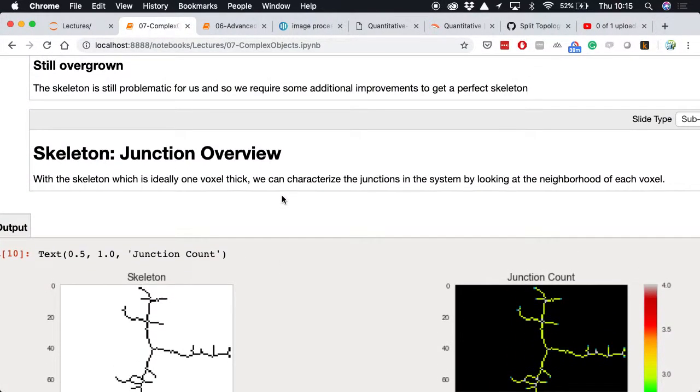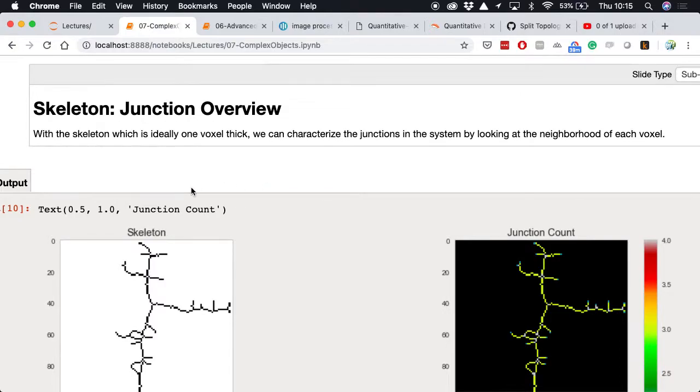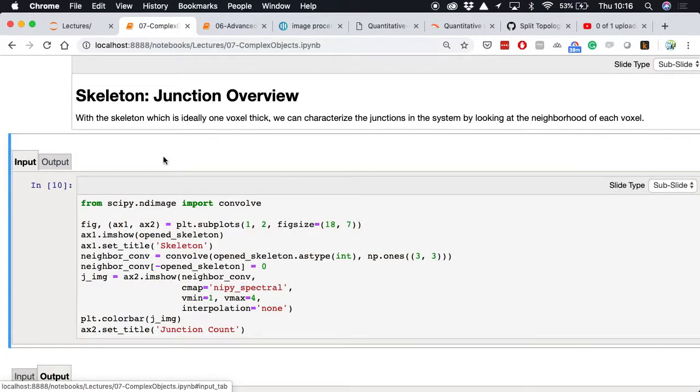Okay. So we got this idea of junction overview, where with the skeleton being one pixel thick, we can basically just use this fairly easy convolution trick to figure out what type of junction everything is, or what's a junction, what's a terminal, and what's a connector.